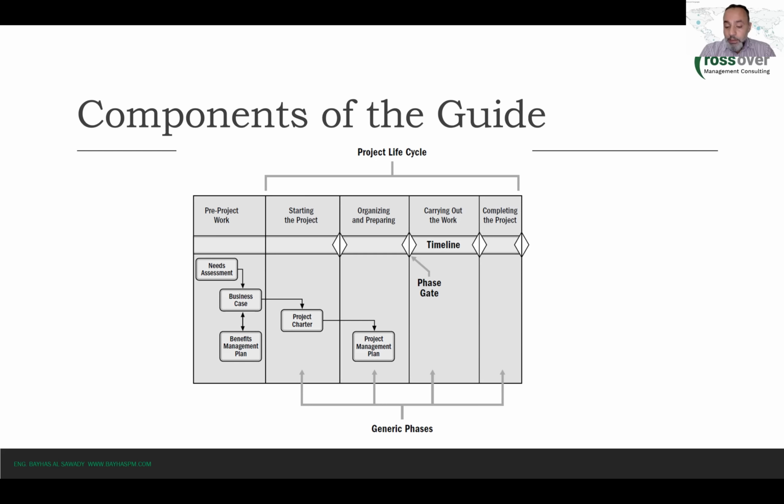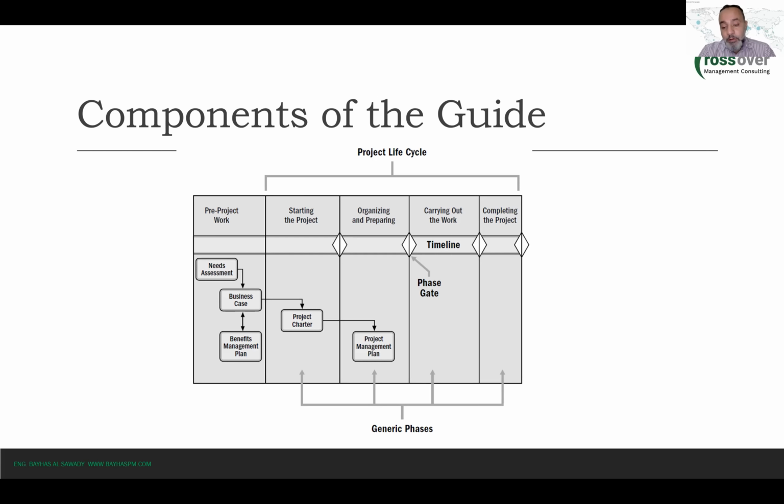So I should clearly identify the benefits that the project should achieve, and when they will be achieved, and who will be responsible for achieving them, and how we will measure them. And we call this important document the benefits management plan.